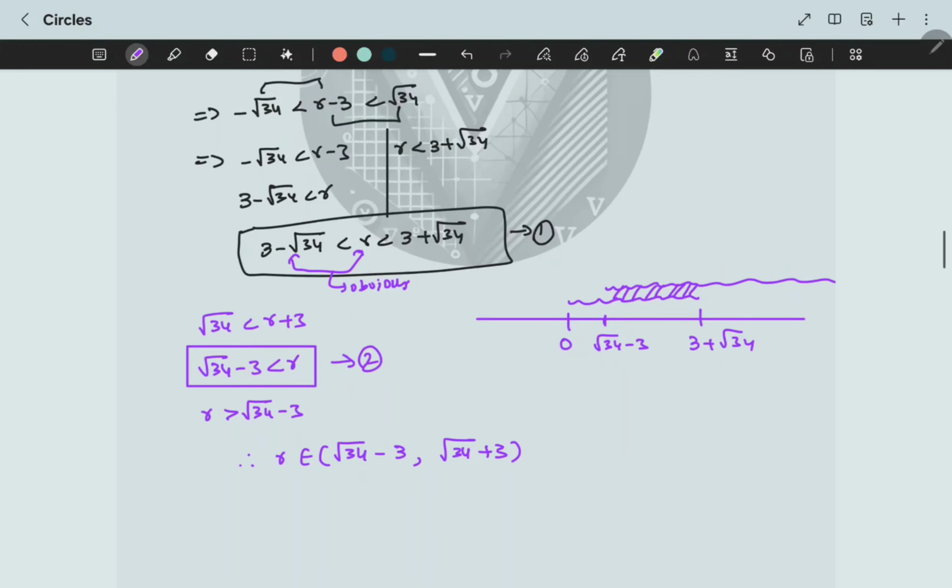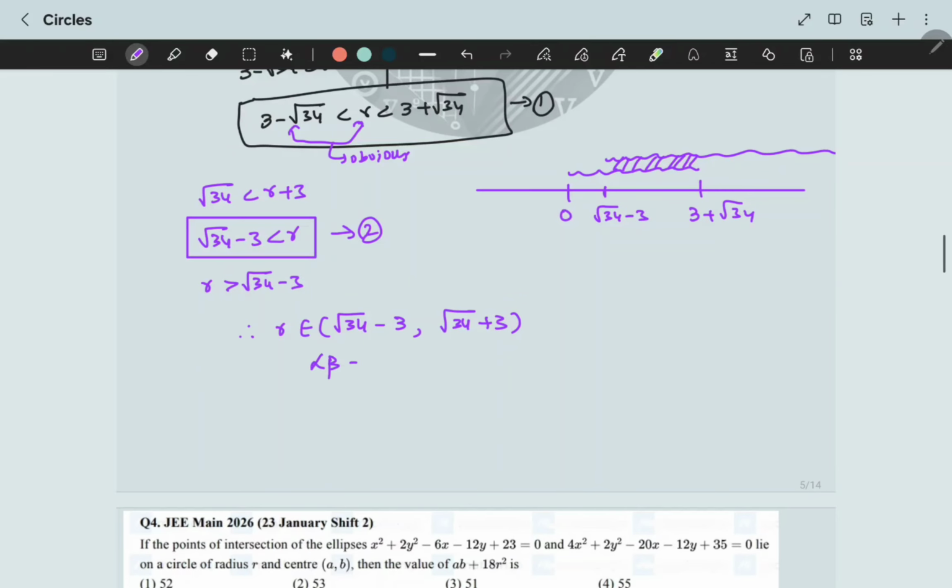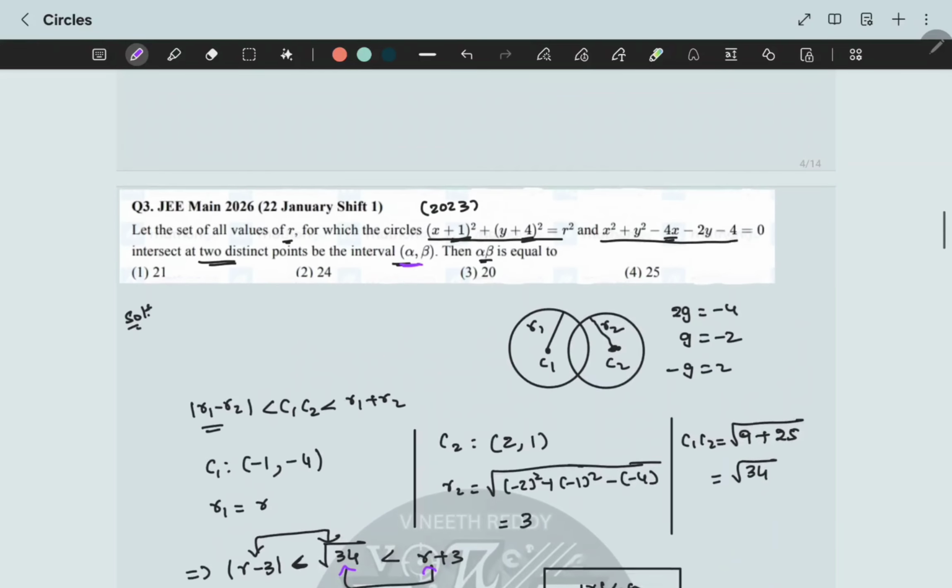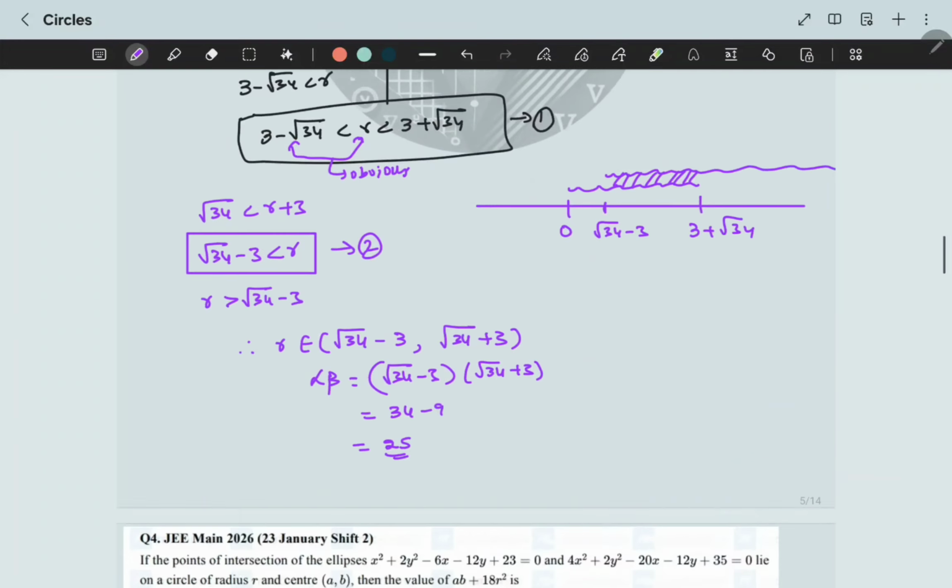Then alpha into beta is what is being asked. So alpha into beta should be root 34 minus 3 into root 34 plus 3. So this should be 34 minus 9. I think it should be 25 if I am right. Correct? So 25 should be the answer. I think it is option 4. That's it. Very simple question.